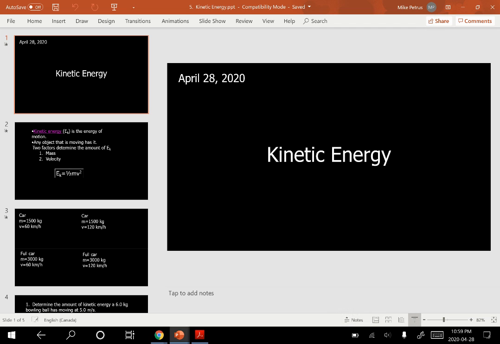All right, guys. Two quick lessons today. The two main types of energy we'll be dealing with over the next little while. One's kinetic energy and one's gravitational potential energy. Looks like red's going to work good for this.